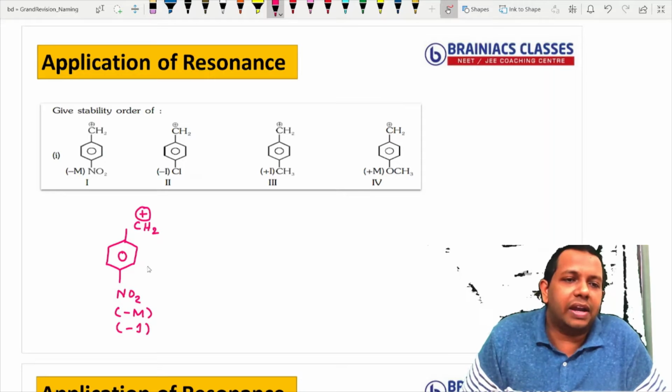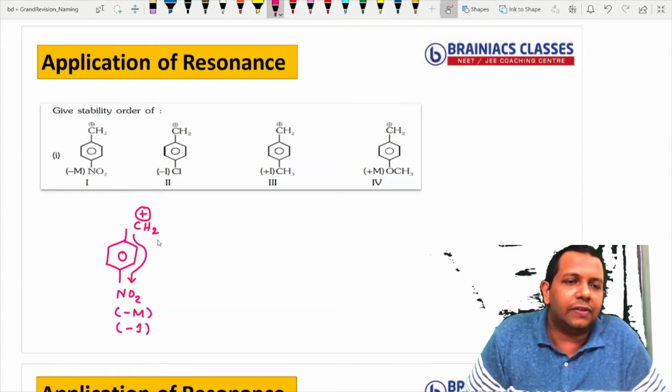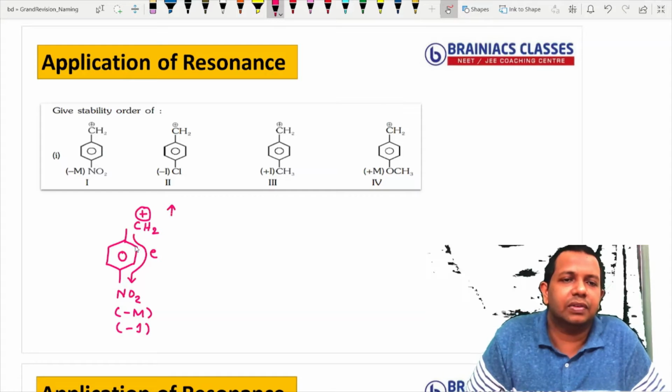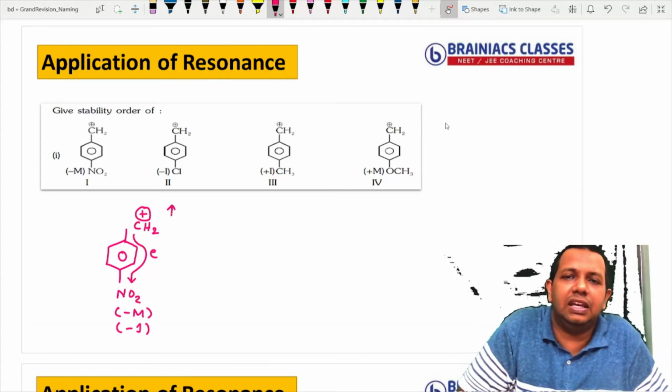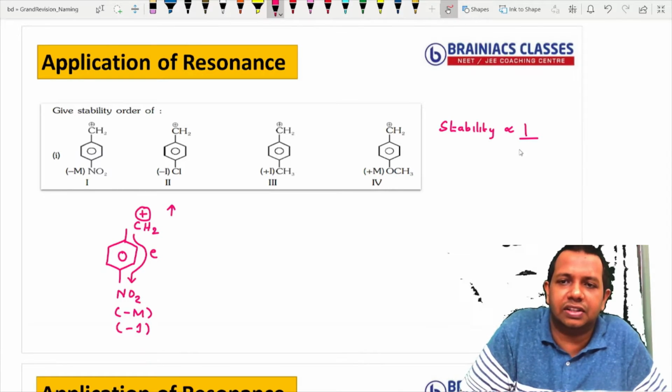So through the minus I effect, what will happen? Electrons will move towards NO2. If electrons are moving in this direction towards the NO2, what will happen to the positive charge? That will keep on increasing. So we know that stability is inversely proportional to what? Stability is inversely proportional to charge density, correct? Stability is inversely proportional to charge density.